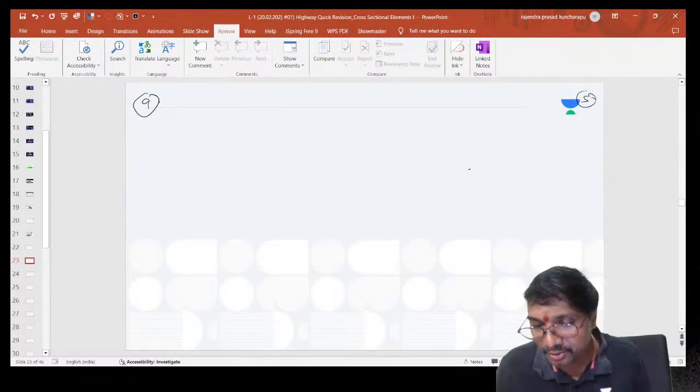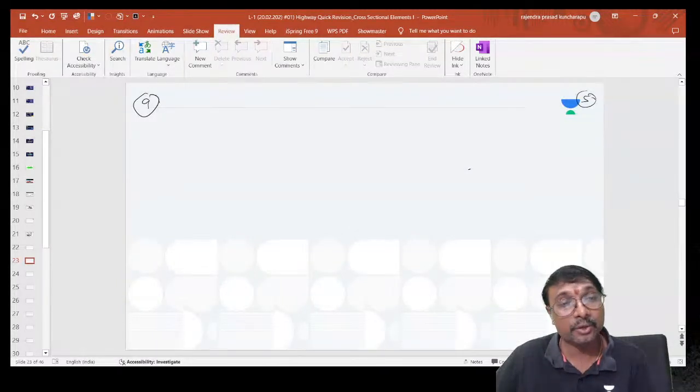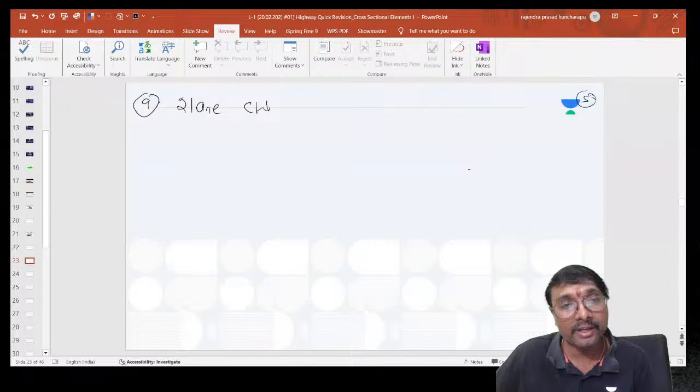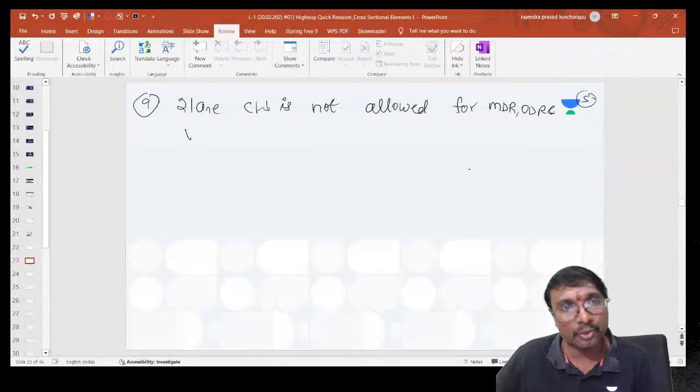Another thing regarding this, if you just observe: overtaking and crossing are not allowed, na? And two-lane carriageway is not allowed. Two-lane carriageway is not allowed for which one? Not allowed for major district road, other district road, and village road, okay? In hilly terrain.